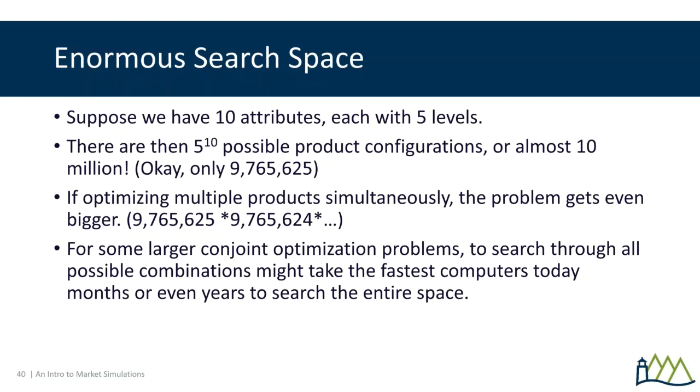But you can start to imagine that if you have a lot of attributes, each with a lot of levels, you're going to run into millions and millions of combinations, right? So a 10 attribute, each with 5-level study, has almost 10 million different combinations of products. And then if you're trying to optimize multiple products at the same time, that's a big number, right? So to search through all the possible combinations could take even the fastest computers a really, really long time.